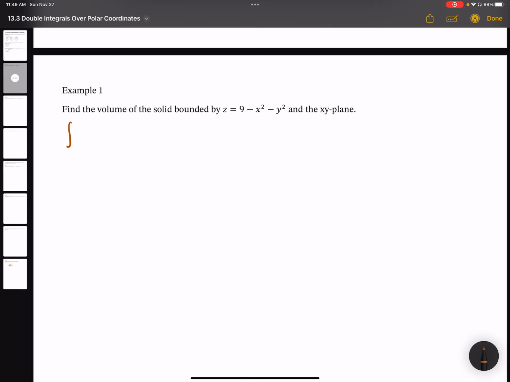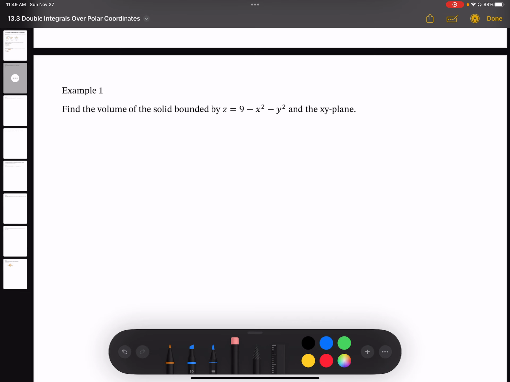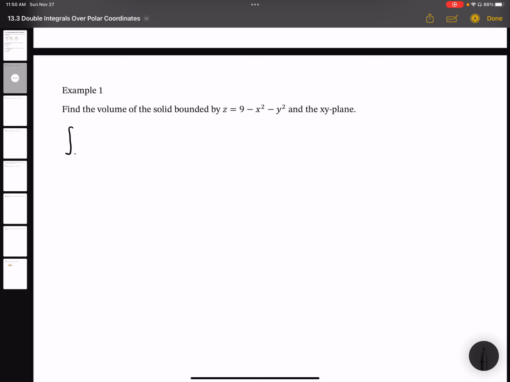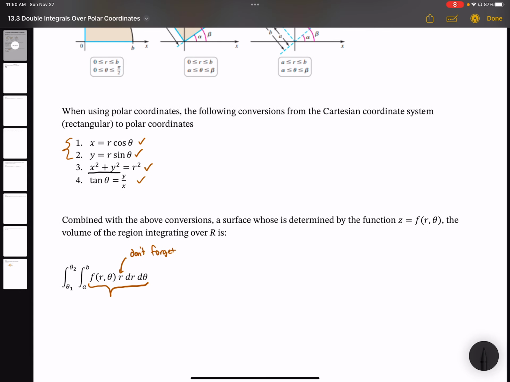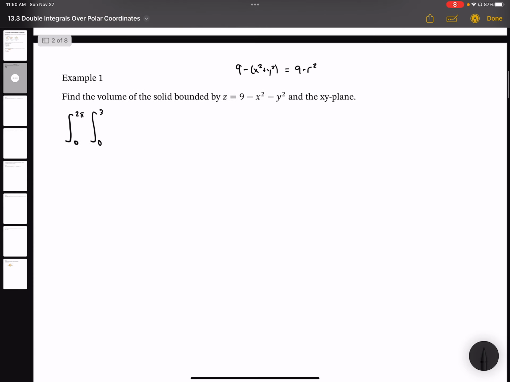So our outer limits are from 0 to 2 pi. Our inner limits are from 0 to 3. And 9 minus x squared minus y squared is really 9 minus the quantity x squared plus y squared, which is 9 minus r squared. Again, we're using the conversion that x squared plus y squared equals r squared. So here, what we're really integrating is 9 minus r squared, times r, dr d theta.